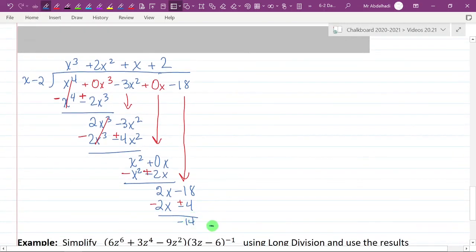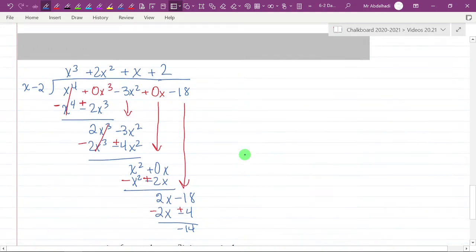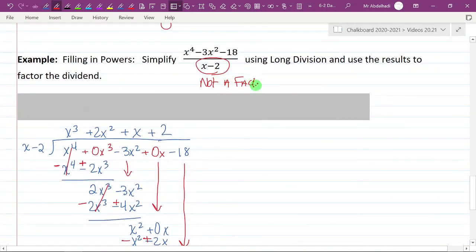There's a remainder here. We're done, and there's a remainder because x does not go into -14 at all. There's nothing you can multiply by x to get -14. So you're done. This is a remainder, which means this is not a factor. There might be other ways to factor this thing, but not with x minus 2. Did I write fraction? Factor.